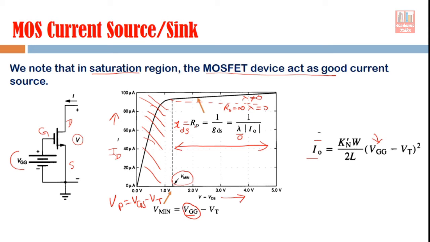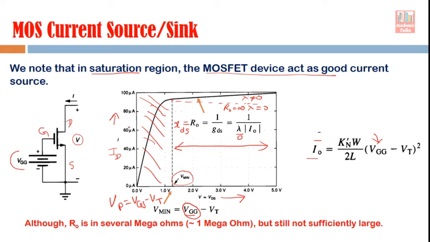And if you want to control the output resistance, you have to control the parameters here, and if you want to control V minimum, you have to control your VGG, right. Now you see here in this circuit, your R naught is of course very high. It is not infinite, but it's very high, normally in several mega ohms. Typical value is near about 1 mega ohm. That much output resistance this circuit is offering, but still this value is not high enough.